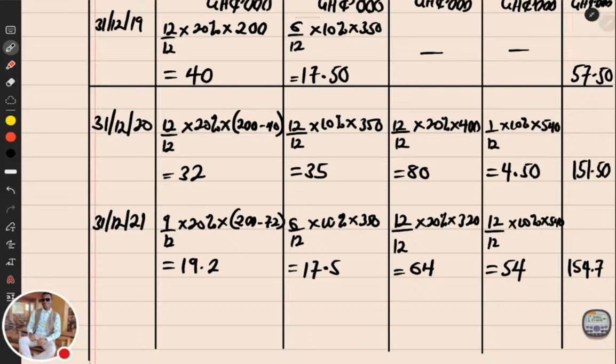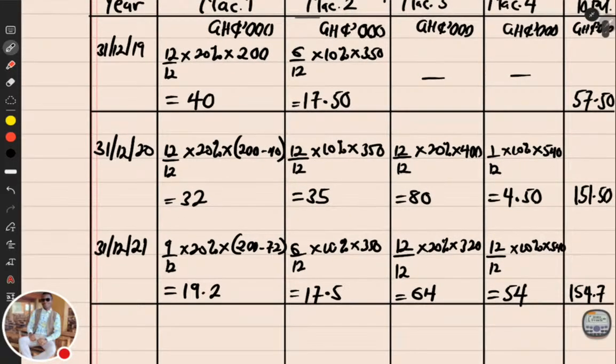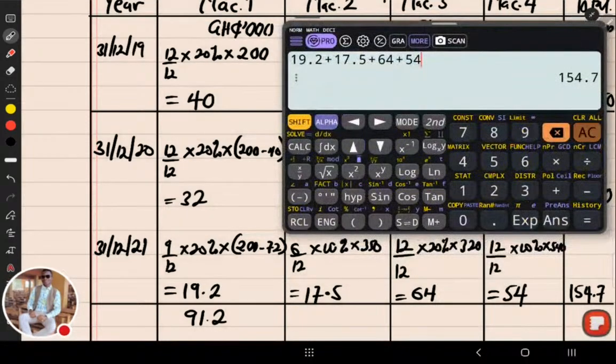So once we are through, we can also find the totals of each machine with respect to their years in the columnar form like that. So let's do that. Here we're supposed to get 91. Can cross check and let's see, 91 point, is it 91.2? Can check that. So we have 40 plus 32 plus 19.2, you get 91 point 2, yes.